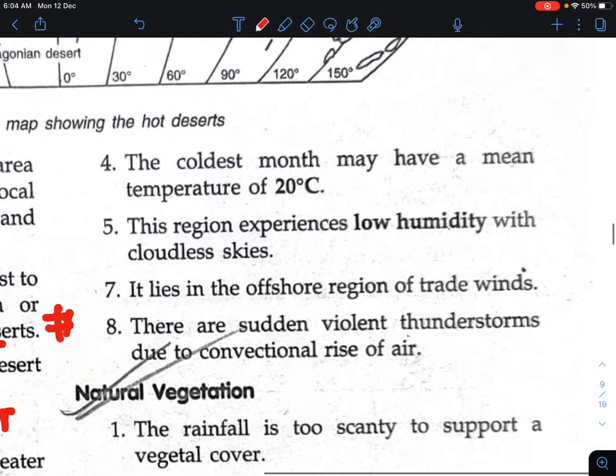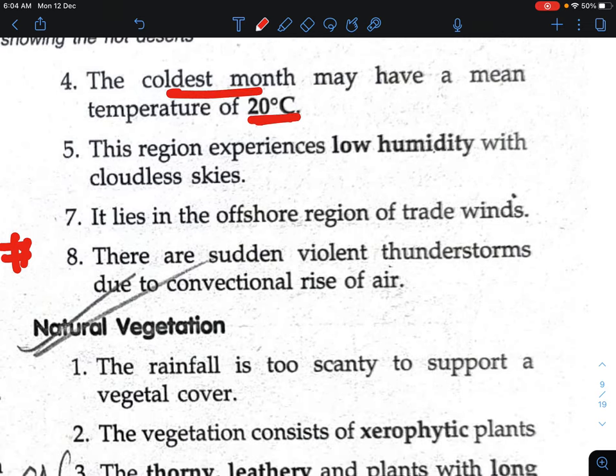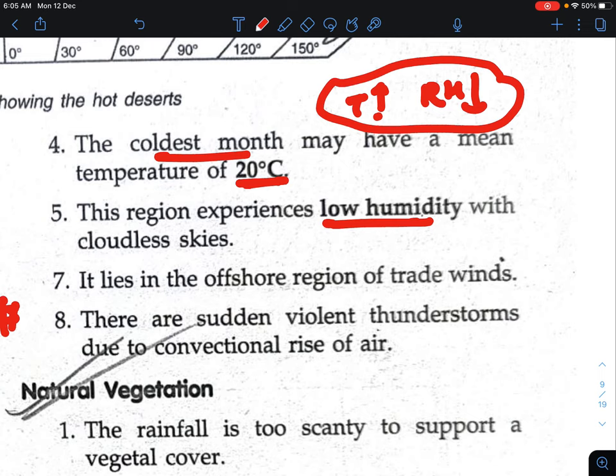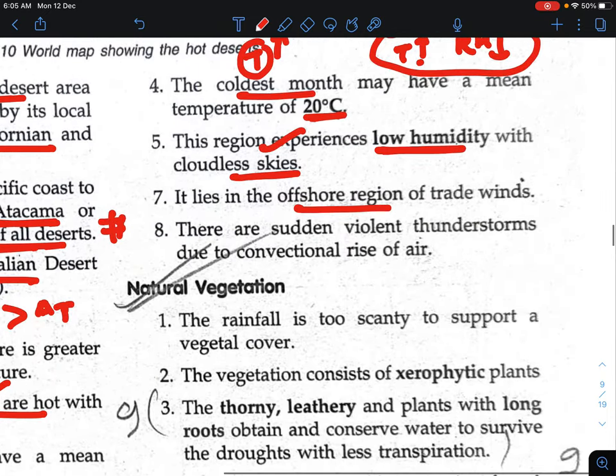The coldest month has a mean temperature of about 20 degrees Celsius. This region experiences low humidity, because when the temperature is high, the relative humidity decreases. There is an inverse relationship between temperature and relative humidity. In the desert the temperature is maximum, so the region experiences low humidity with cloudless skies. It lies on the offshore side of the trade winds.